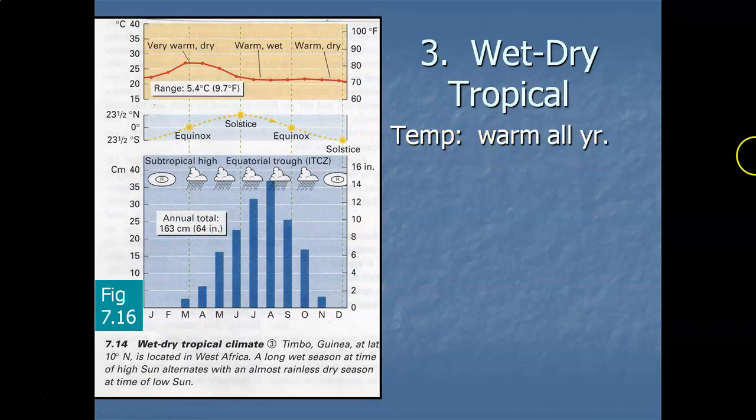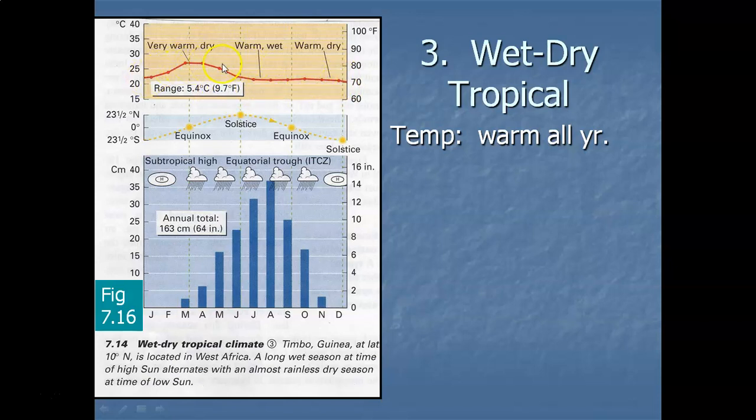Okay, well, let's just get the temperature down. Here we've got our representative climate location in Africa, 10 degrees north in Timbo, Guinea, in West Africa. So anyways, in this one location representing this whole climate, if you've got average temperatures of 70 or 80, it is warm. You're definitely in the tropics. There's no winter, really, in terms of temperature. And again, you've got an annual temperature range of only about 10 degrees.